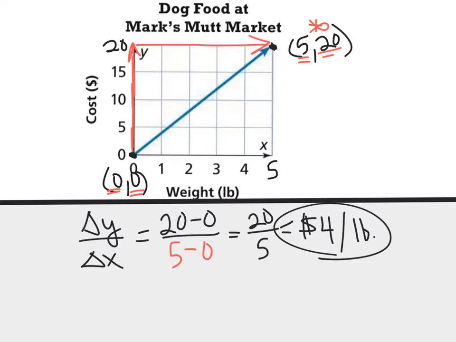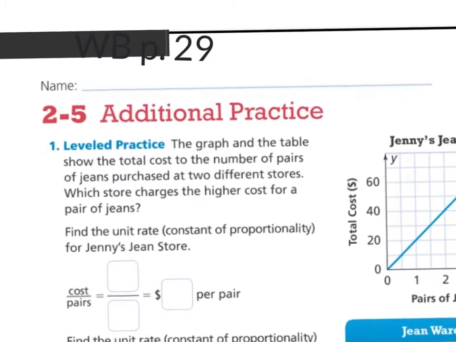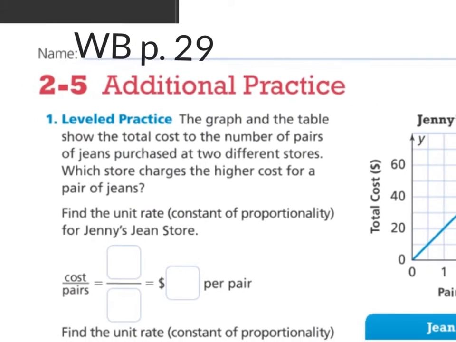These tongue twister names they've got. So we look at workbook page 29, number 1. The graph and the table show the total cost to the number of pairs of jeans purchased at 2 different stores. Which store charges the higher cost for a pair of jeans? So this time they're wanting the worst deal.